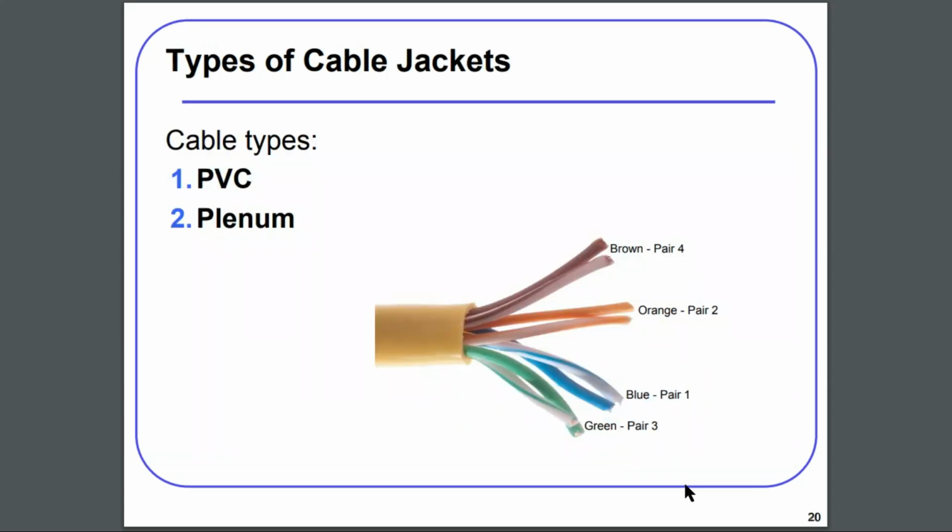In this slide, you can check the types of cable jackets. So the cable types are, first one is PVC, second one is plenum. As you can see on the picture, there are four pairs. First one is blue, second one is orange, third one is green, and fourth one is brown.